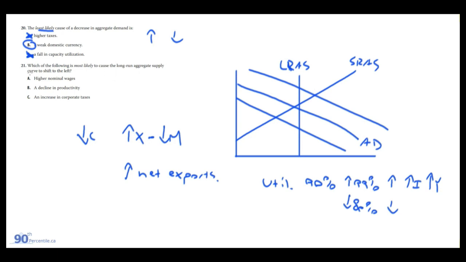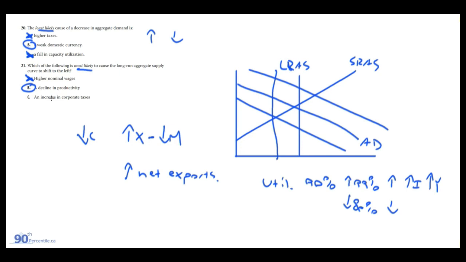Continuing on to the next one, we have which of the following is most likely to cause the long run aggregate supply curve to shift to the left. So a decrease in long run aggregate supply. So what is most likely? Higher nominal wages, no, this is a short-term factor. A decline in productivity, yeah, that's exactly it. Because like I said, it's either productivity or a change in your overall resource base that is going to impact your long run supply. So this would be your answer.